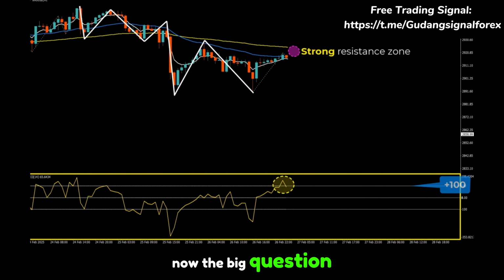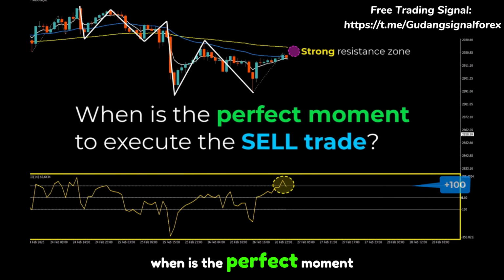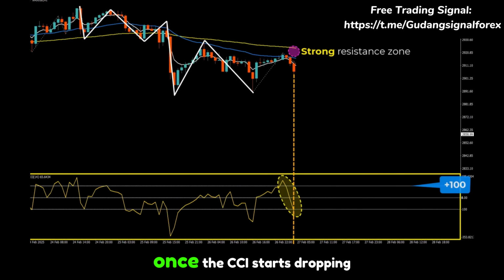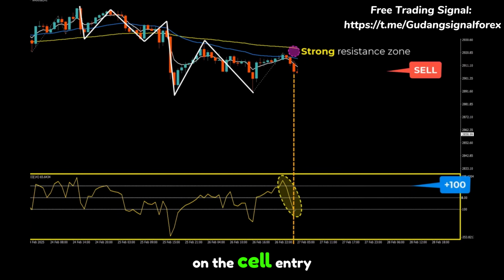Now, the big question: when is the perfect moment to execute the sell trade? The answer: as soon as the CCI line drops from above 100 down below 50, or even better, below -100. Just like in this example, once the CCI starts dropping, we immediately pull the trigger on the sell entry at the open of the next candle.